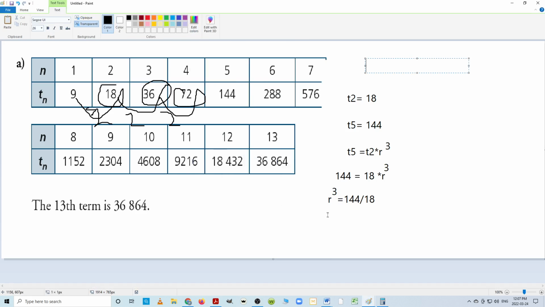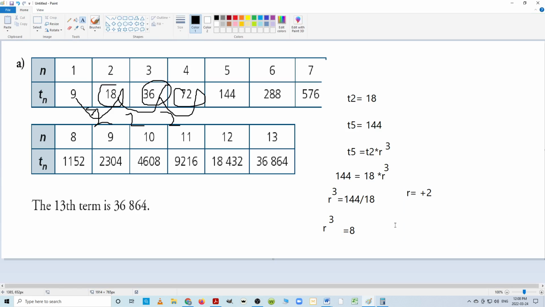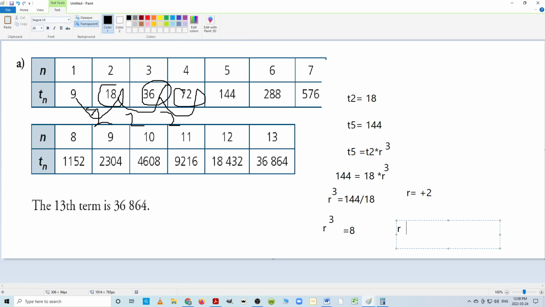It's 8, which means if r cubed is equal to 8, r, and this is a very careful thing you have to do, r is equal to plus 2. Now, if it had come out as r squared is equal to 4, you must be very careful here because the possible ratios are r is equal to 2 or r is equal to minus 2, and you must investigate both to see if it works.